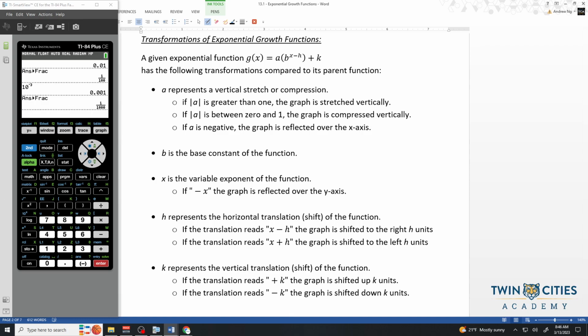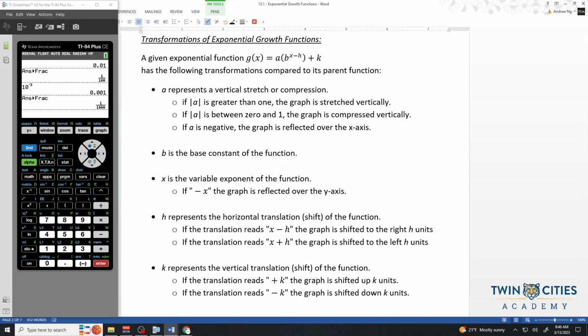B is the base constant of the function, so that's the 2 or the 10. X is the variable component of the function, so that's just my x, g of x or y. G of x is my y. It could also be f of x. If negative x, then the graph is reflected over the y-axis.